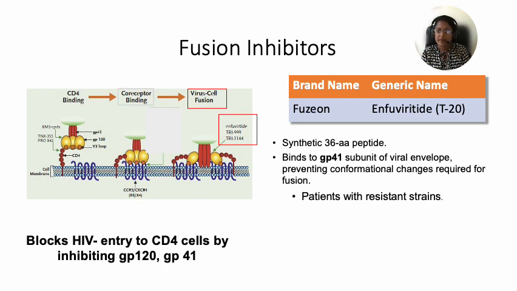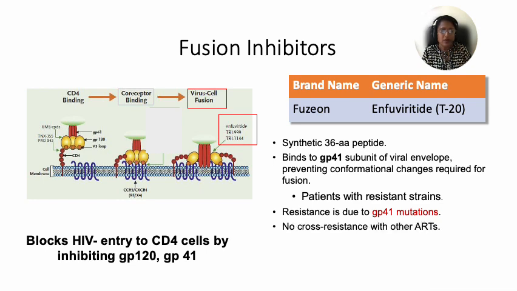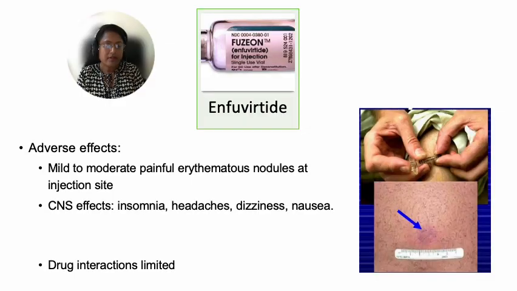It is considered a CCR5 receptor antagonist, which is Maraviroc. It interferes with the entry, right? Patients with resistant strains of HIV may prefer this treatment to be more effective. This treatment may be more effective in patients that have resistant strains to other classes of antiretroviral drugs. Unfortunately, resistance due to GP41 mutations will not be effective. There's no cross resistance of enfuvirtide with other antiretroviral drugs.